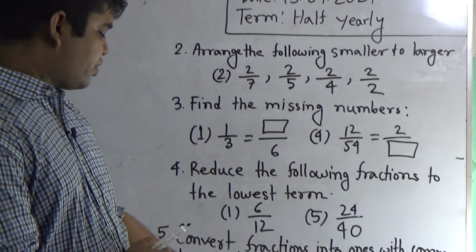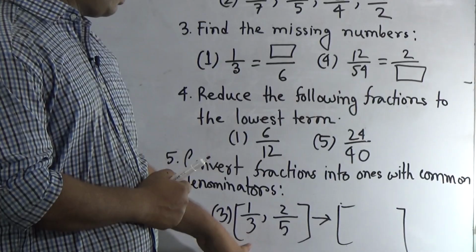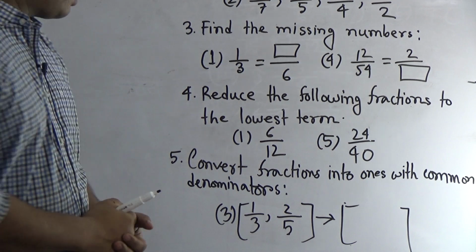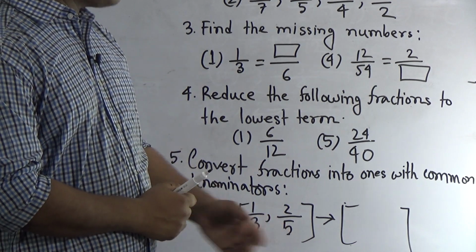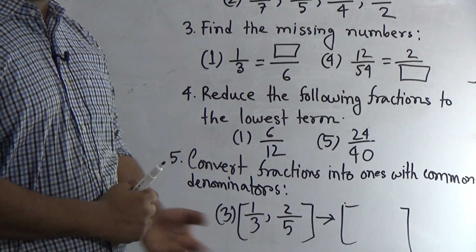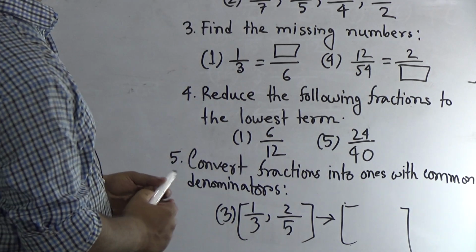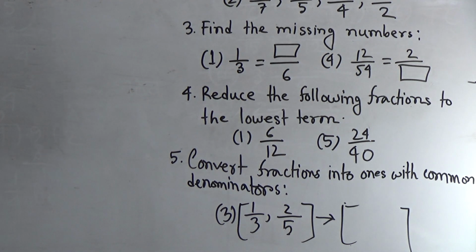That means here you notice 1 by 3, 2 by 5. Both denominators are different, which are 3 and 5. So we need to make these two fractions with a common denominator. That means both denominators will be the same. So the first question is arrange the following from smaller to larger. At first we solve this question.